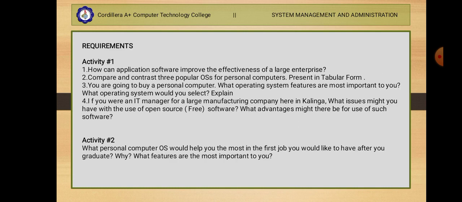You have 3 activities. For activity number 1, you are going to answer the following questions in 5 to 10 sentences. Number 1: how can application software improve the effectiveness of a large enterprise? Number 2: compare and contrast the 3 popular operating systems for personal computers. You will present that through a tabular form. Then number 3: you are going to buy a personal computer. What operating system features are most important to you? What operating system would you select? Explain mo yan.